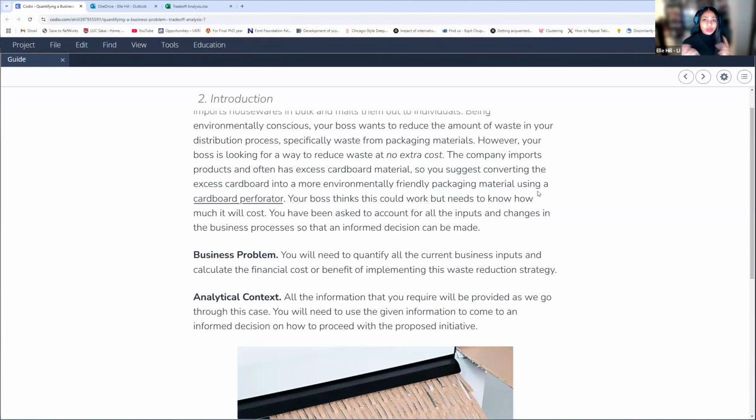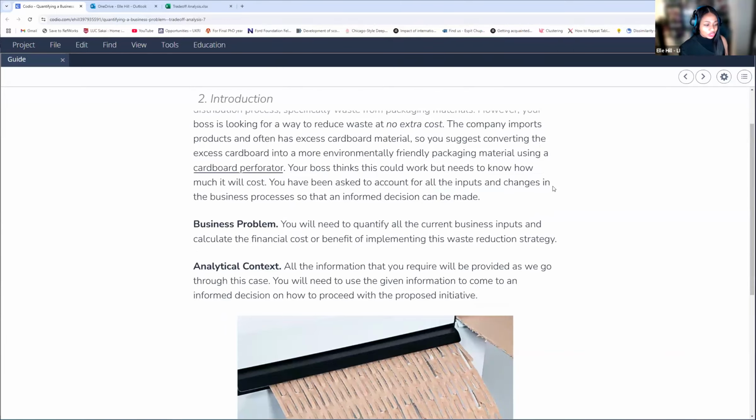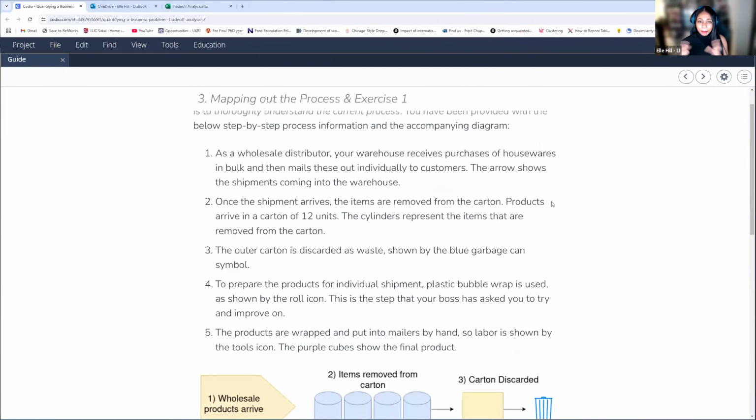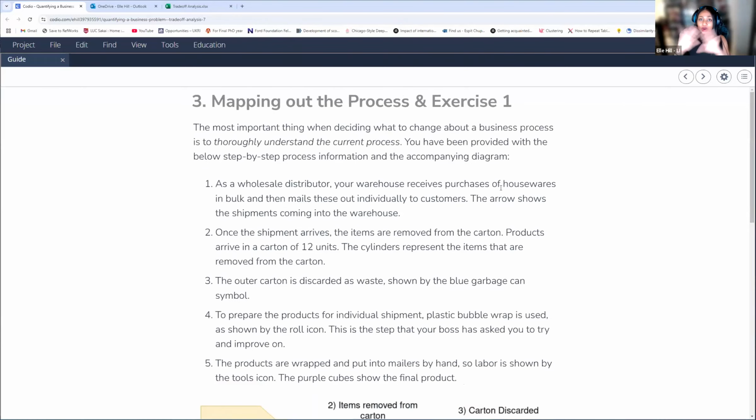So we're looking to see what we are trying to solve with this trade-off analysis. We're going to map out the process. It's going to seem like we're taking in a lot of things at first, but don't worry. We're going to really break this down a little bit in Excel, and we're giving you all the information up front, and then we're going to break it down even more later on. So don't worry about this too much. But let's just go over the overview of everything first.